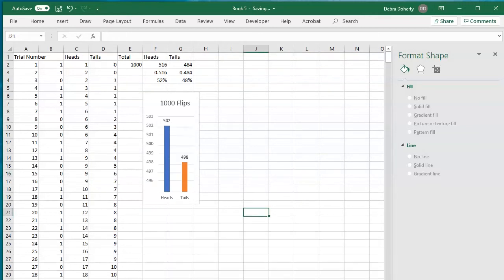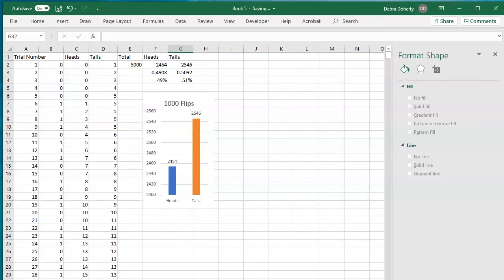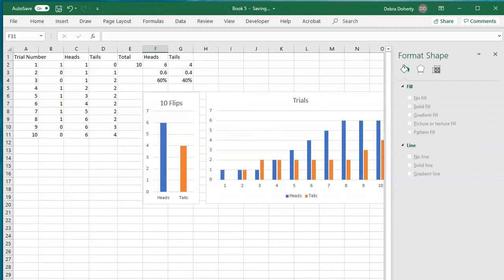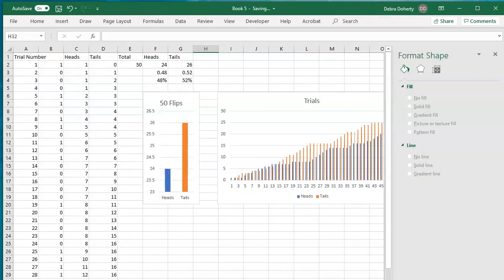All right, so we're just simulating some of the different flips here. There's 500. There's 500 again. Well, now we're at 1,000. Here's 1,000. Now we've moved up to 5,000. So we're just going to play around with 5,000. We're at 49 and 51. Back to 10 flips. There's 10 flips again. See, we're noticing that there's a wide variance with the smaller numbers.